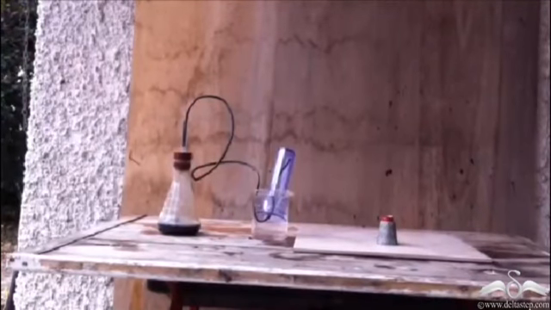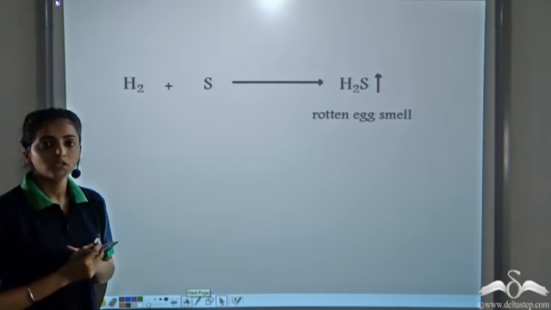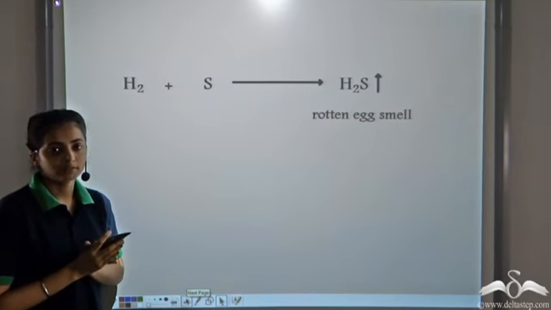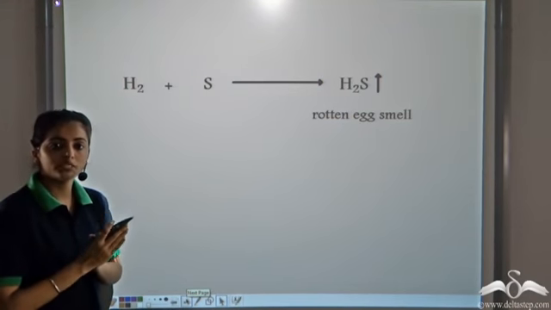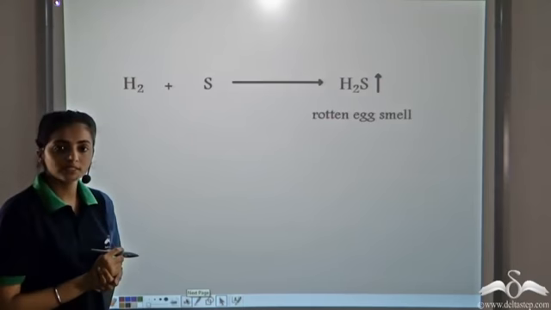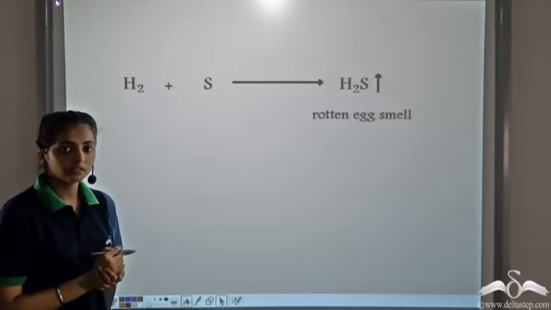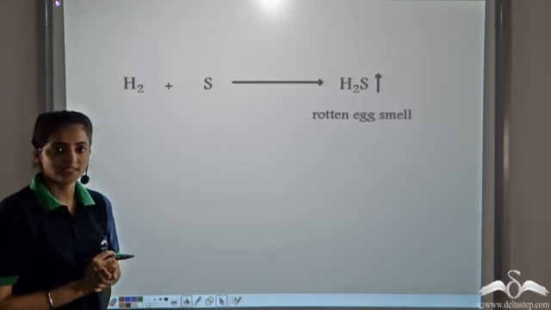When hydrogen reacts with sulfur, it forms a very bad smelling gas. It forms H2S, which has a rotten egg smell. So the reaction of hydrogen with sulfur gives us H2S. This is also a gaseous product, and it is a very bad smelling gas.